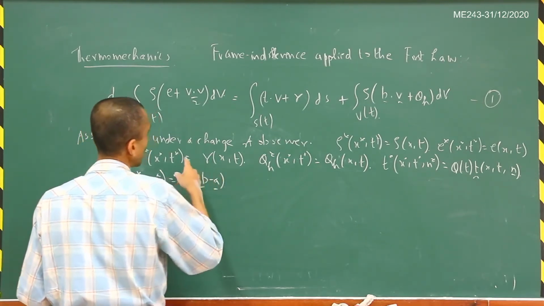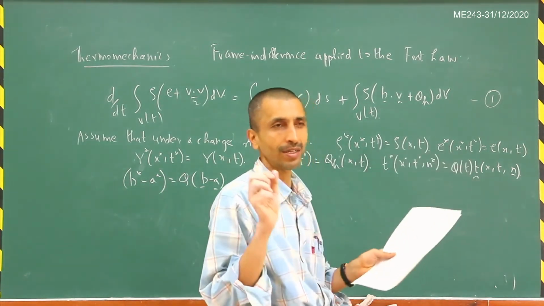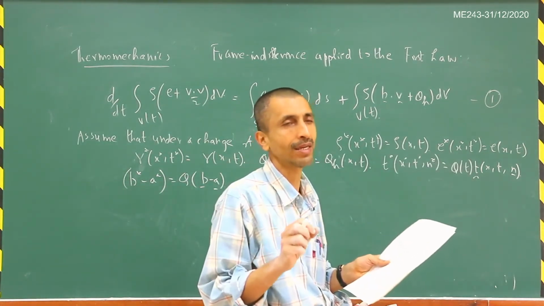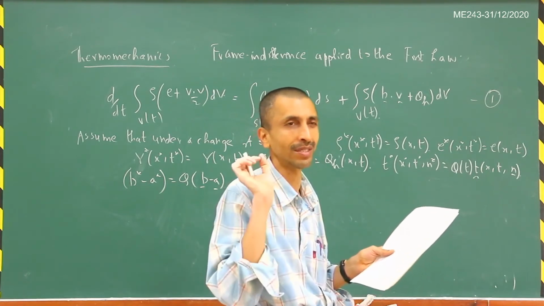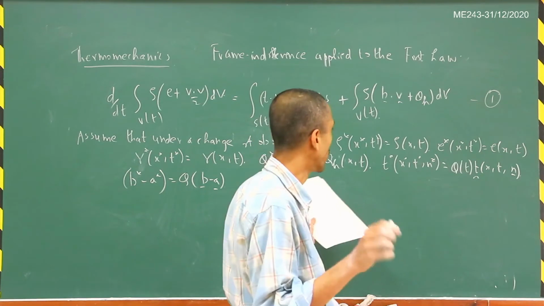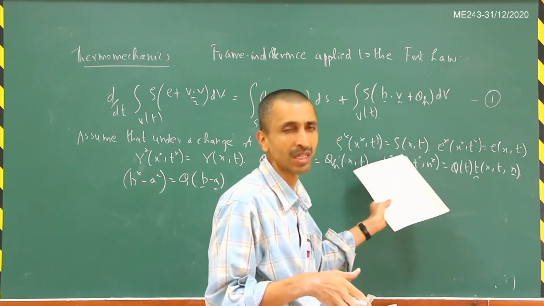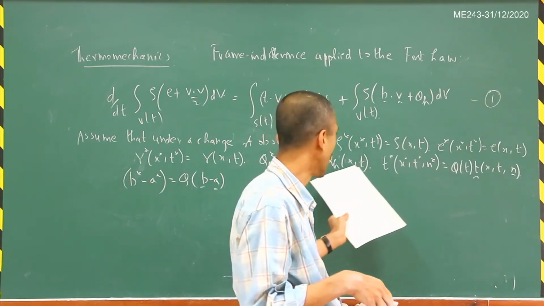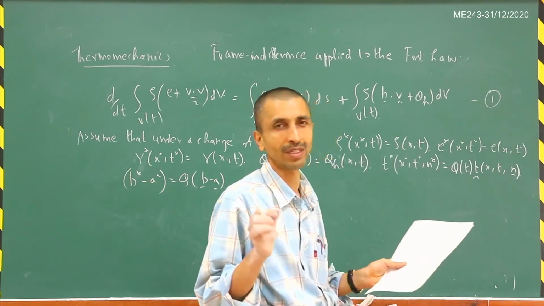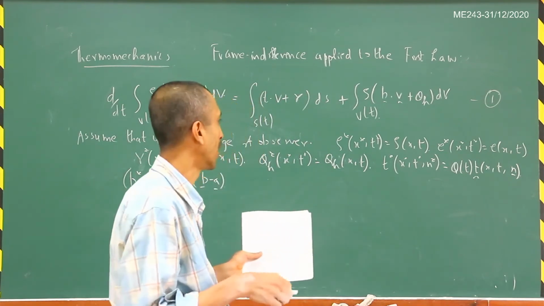So actually, these are all physical scalar variables, right? And so we are assuming that the same density or the same internal energy or the same heat input is observed by both the observers. Okay, so these are reasonable assumptions to make, that two observers are observing the same scalar physical variable at a given point.